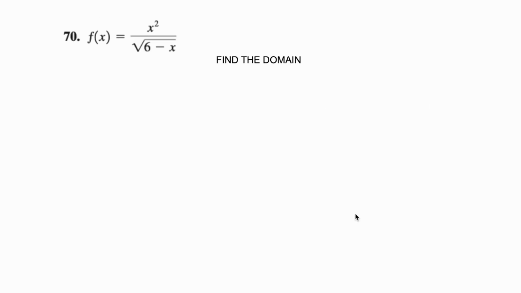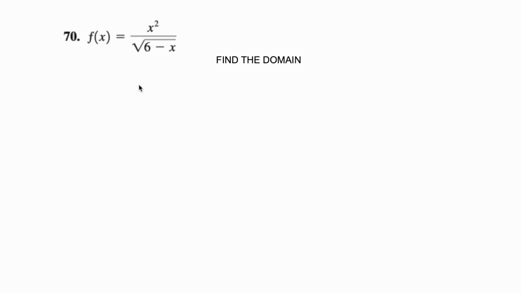Let's look at the function f(x) equals x squared over the square root of 6 minus x. And we have to determine the set of all possible x values that make this function well defined, which is finding the domain. This function involves a square root in the denominator. Remember, the expression under the square root must be non-negative, meaning it cannot be negative, and the denominator itself cannot be 0, as division by 0 is undefined.